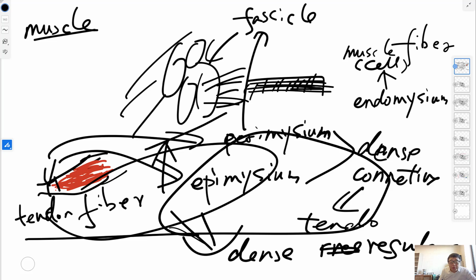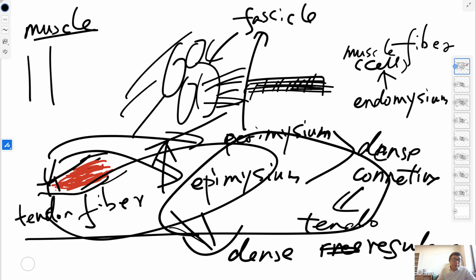The perimysium and epimysium of the muscle, at the end of the muscle where there are no longer muscle fibers, fuse together and become the tendon. They blend into the tendon fiber. And this is also called the muscle-tendon junction.